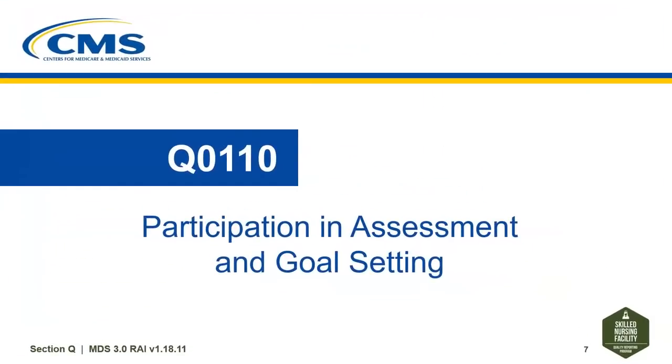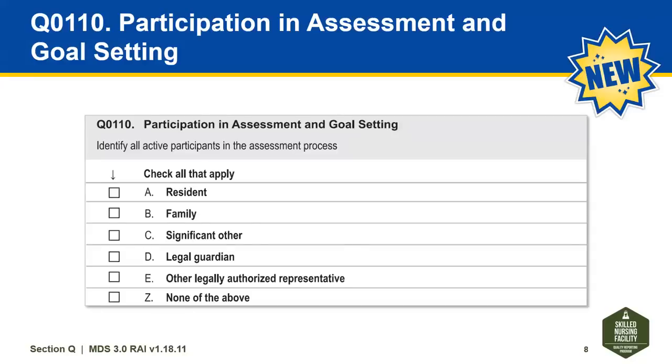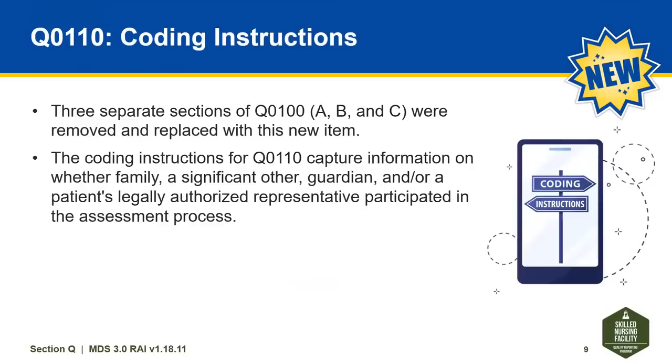We will start by examining Q0110, Participation in Assessment and Goal Setting. This is a new item. Three separate sections of Q0100, Participation in Assessment, were removed and replaced with this new item. Q0110 is meant to record the participation of all those who participated in the assessment process. The coding instructions for Q0110 capture information on whether family, significant other, guardian, and/or a patient's legally authorized representative participated in the assessment process on the resident's behalf.